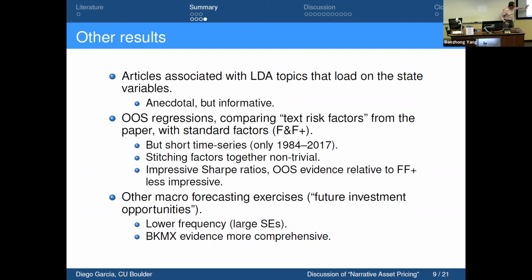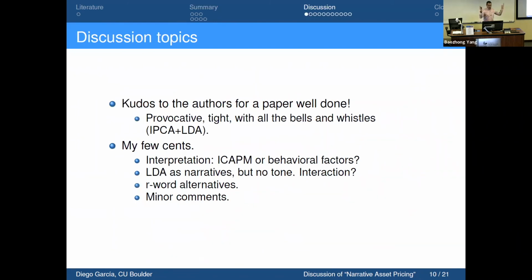And then they have a few other macro forecasting exercises. I'll be honest, I did not read this paper really carefully, so I know the evidence there is actually stronger than the one in this paper. So I don't know if this was a little bit redundant in my mind. I didn't compare them next to each other this week, but I remember the other paper does have a lot of macro forecasting exercises that seem very, very relevant. Okay, so kudos to the authors for a paper well done.